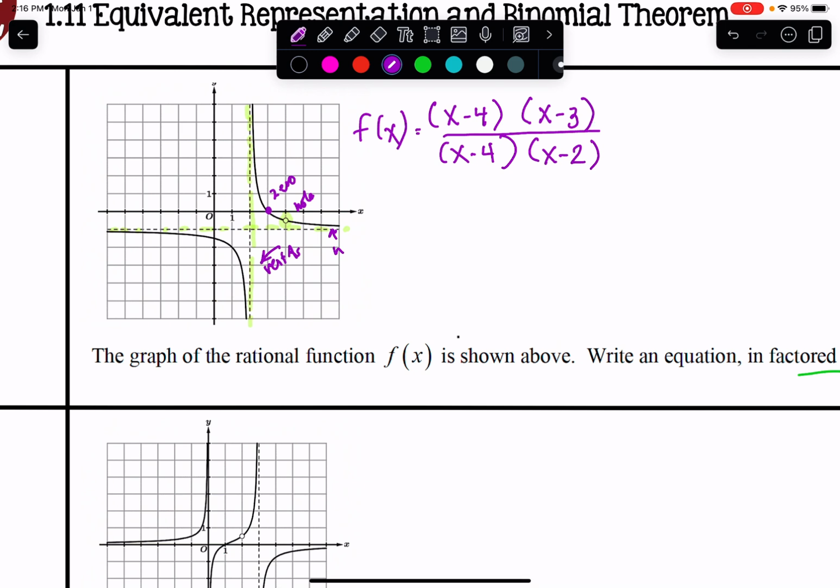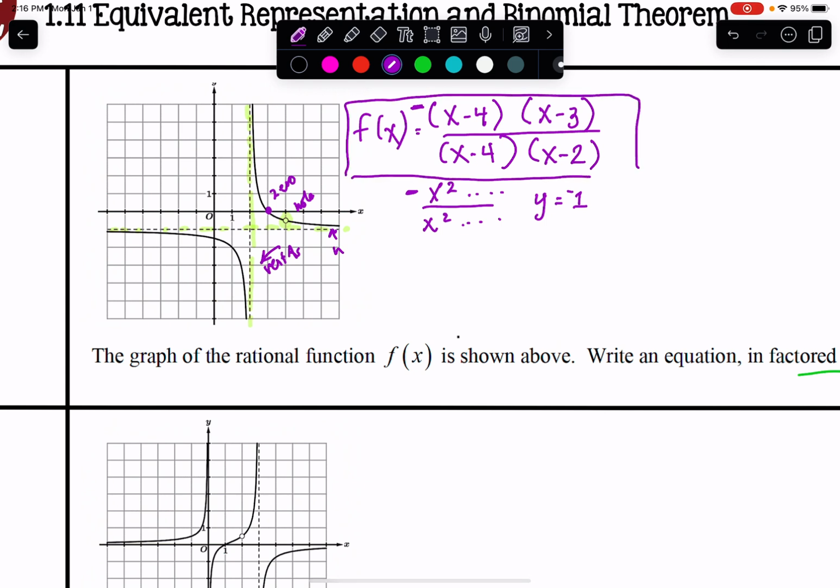Now the only thing that's left is our horizontal asymptote, and it has to be -1. If I were to multiply these two things out, they would be x squared on the top and x squared on the bottom, and that would be y equals 1. But we want y equals -1, so there has to be a negative sitting out in front. So we'll put a negative there, and that's our solution.